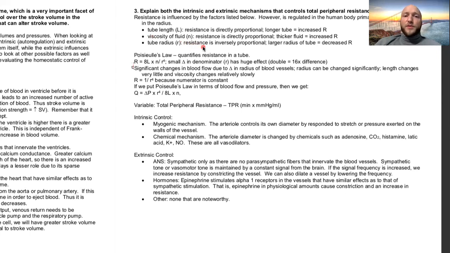Tube radius. Resistance is inversely proportional to tube radius, so a larger radius decreases resistance. Can we quickly control tube radius? Yes, we can via our sympathetic nervous system. And it has a huge effect on resistance because it's raised to the 4th power.